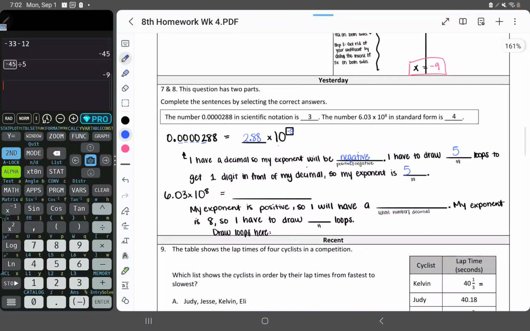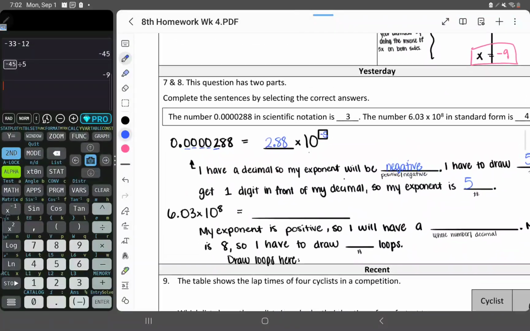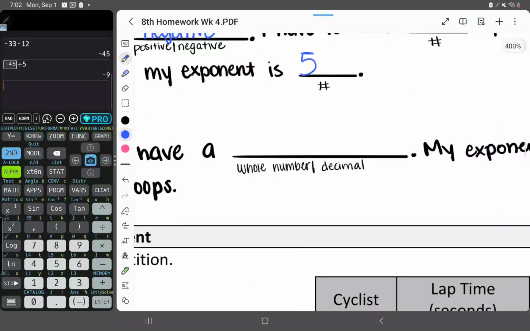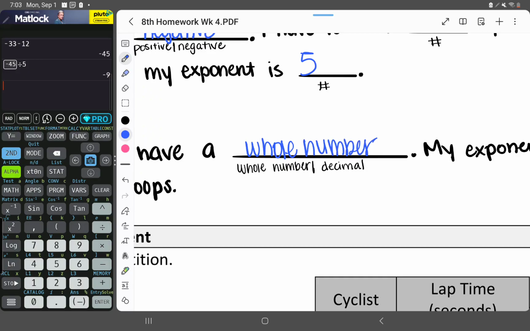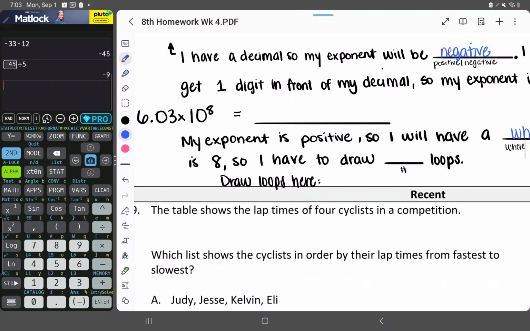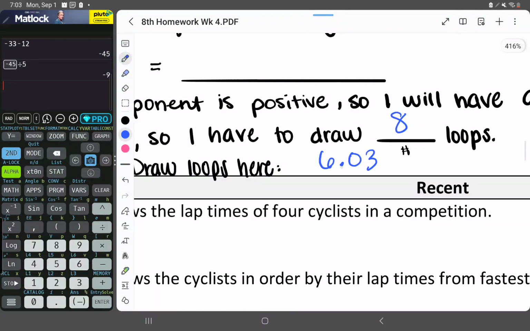All right, and then this one, it wants it to turn it into standard notation. So this one says the exponent is positive, so I will have a whole number or a decimal. That's going to be a whole number. Decimals are negative, whole numbers are positive. My exponent is 8, so I have to draw how many loops? 8 loops. So we're going to start with 6.03. Remember, we're making this into a whole number. If I were to move it this way, that would make it into more of a decimal. I want to move it the other way.